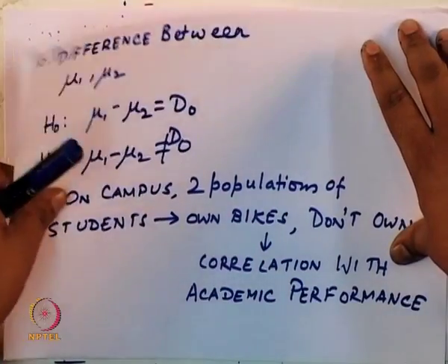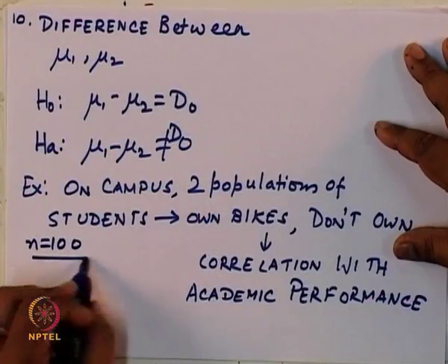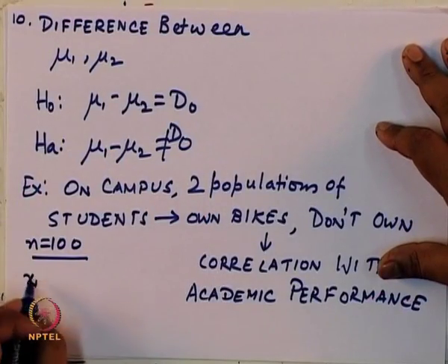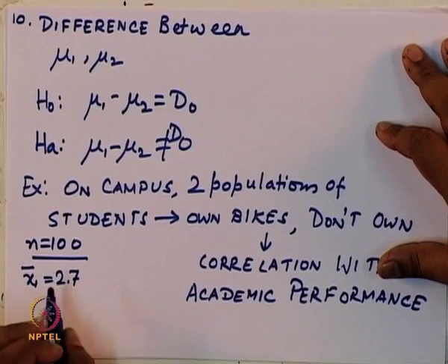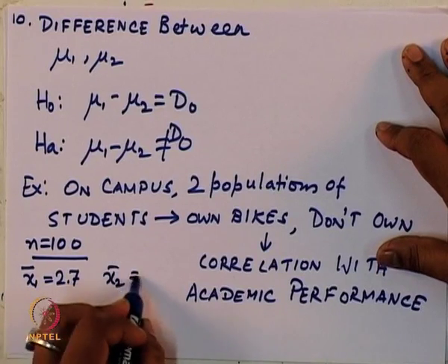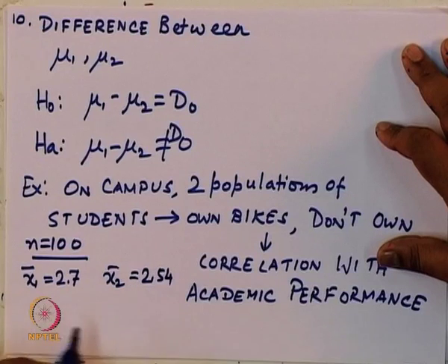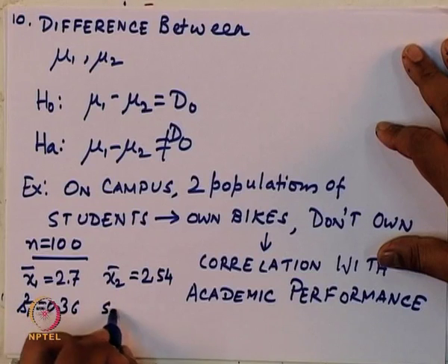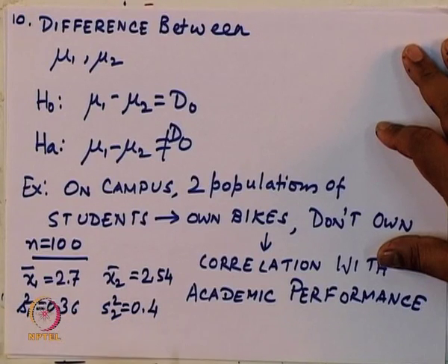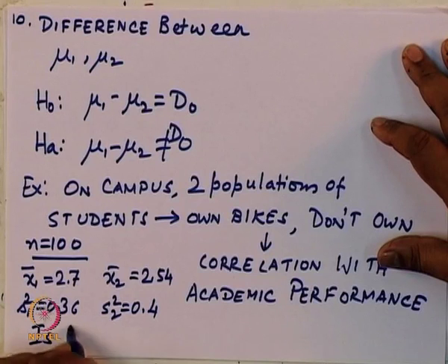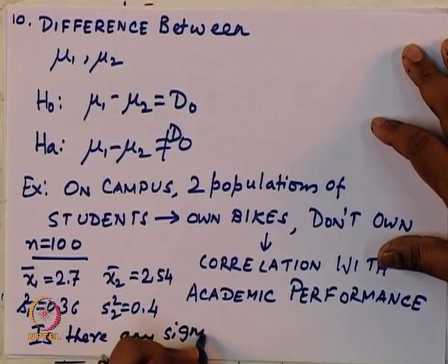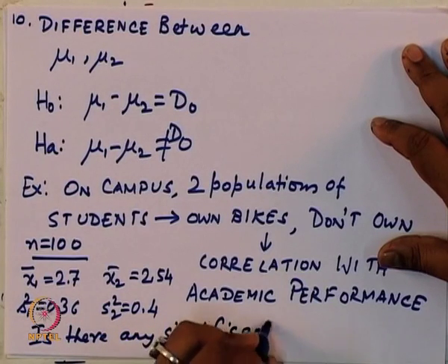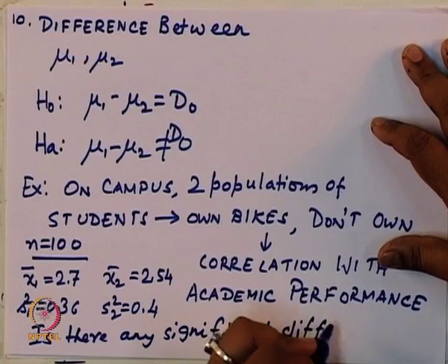So what you are given, let us say you have n equal to 100 for both, x1 bar is 2.7, x2 bar is 2.54, s1 square is 0.36, s2 square is 0.4. So, is there any significant difference in their academic performance?